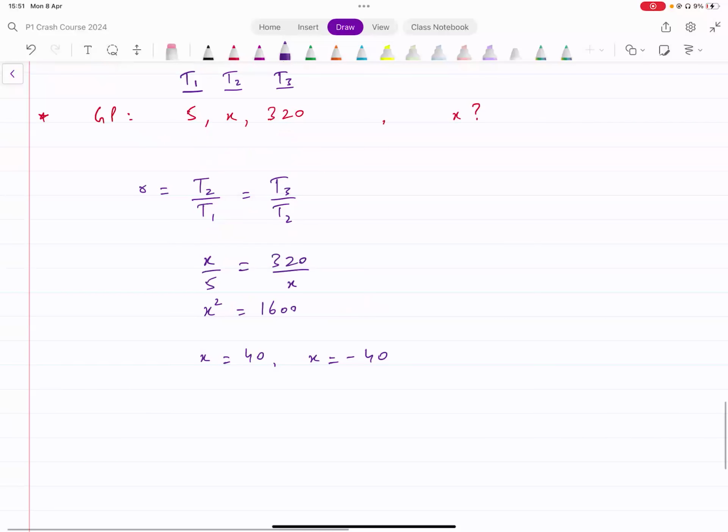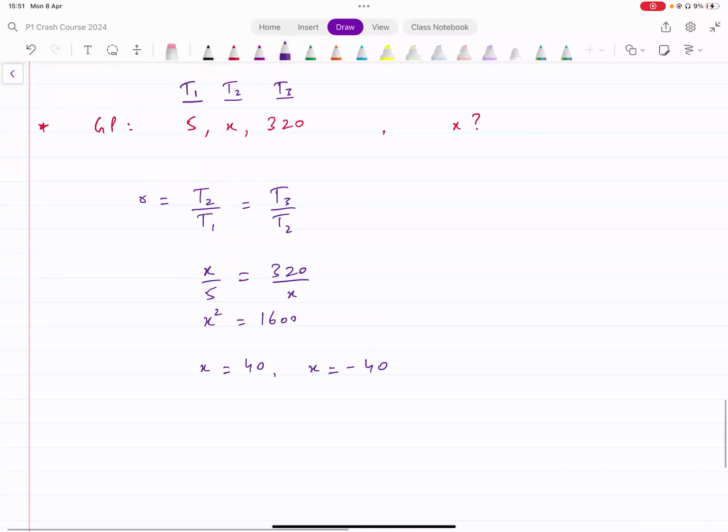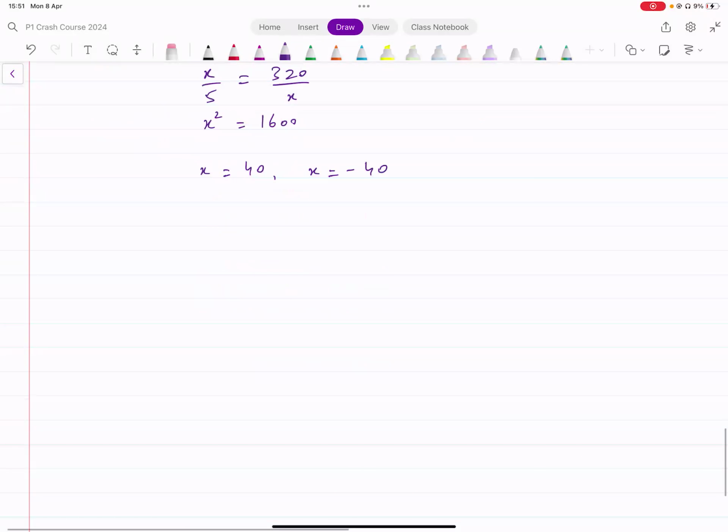Okay. So if it was 40, the ratio would be 8. If it was minus 40, the ratio would be negative 8. So both values of x are possible. Okay. So when you have 3 consecutive terms in a GP, this is how you can connect them.